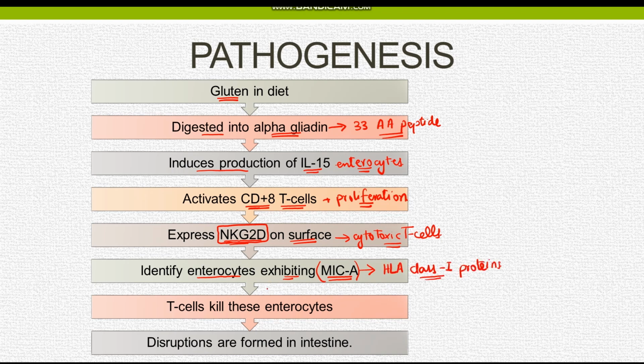So these CD8 cytotoxic T cells kill the enterocytes that exhibit MICA, causing a disruption in the intestine, hence damaging the mucosa of the intestine. So far, the only role of gliadin is the activation of CD8 T cells, causing damage to enterocytes.